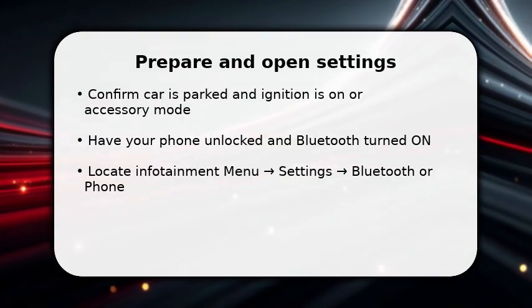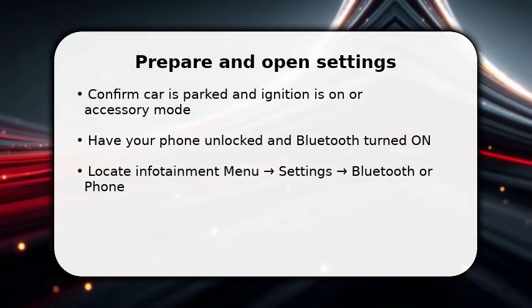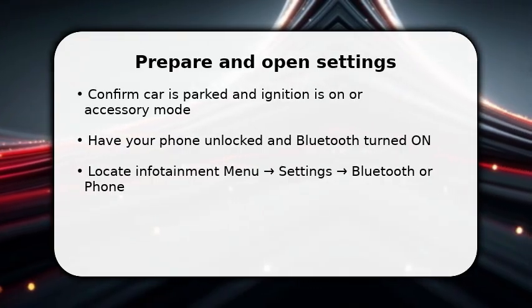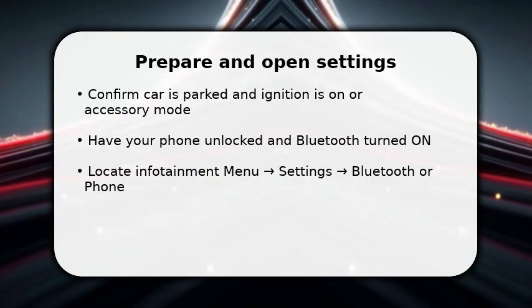Next, open the car's settings or phone menu and choose Bluetooth. You will usually see a list of paired devices. Select the one representing your phone. Begin with the device entry. Some systems label it as paired devices, connections, or phone list.